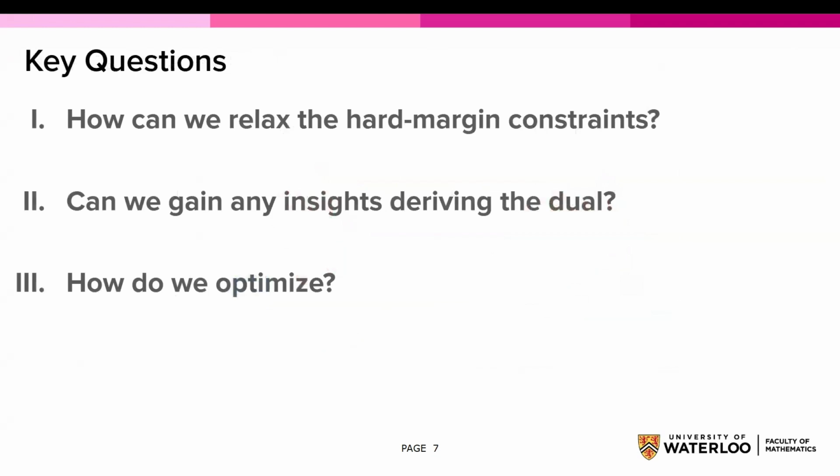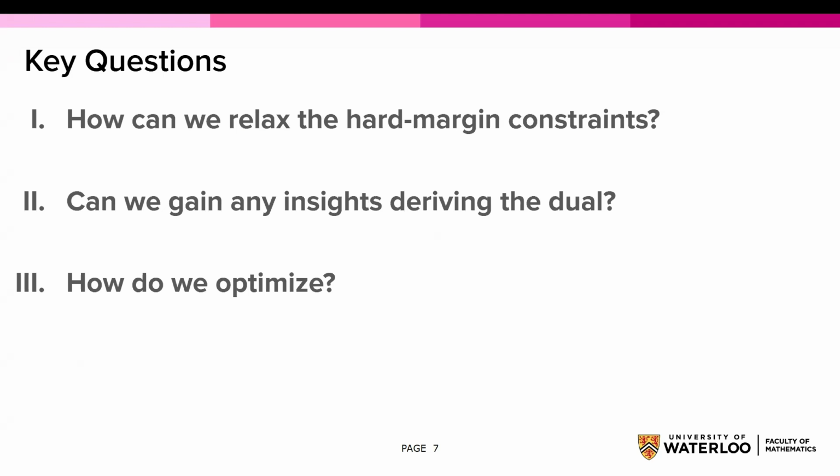So we'll be focusing on 3 key questions today. The first, we're going to look at seeing if we can relax the constraints that we had in the hard margin SVM problem to see if we can find a classifier that does a reasonable job, but it won't be perfect because perfect is impossible now in the types of data that we're working with.